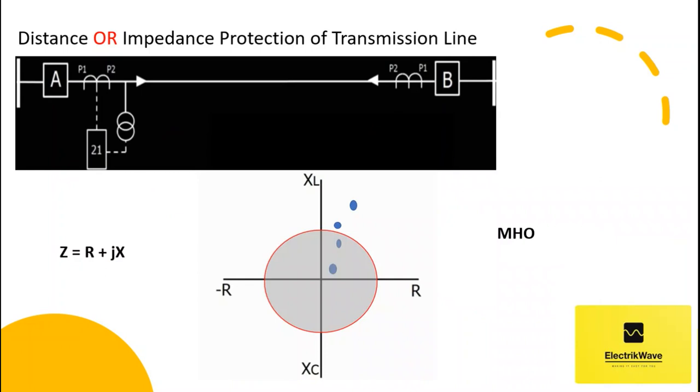Now let's see various characteristics of impedance or distance relay. This is mho characteristic. This characteristic has a radius, which is set to a fixed ohmic value. We can change the characteristic by changing ohmic values.